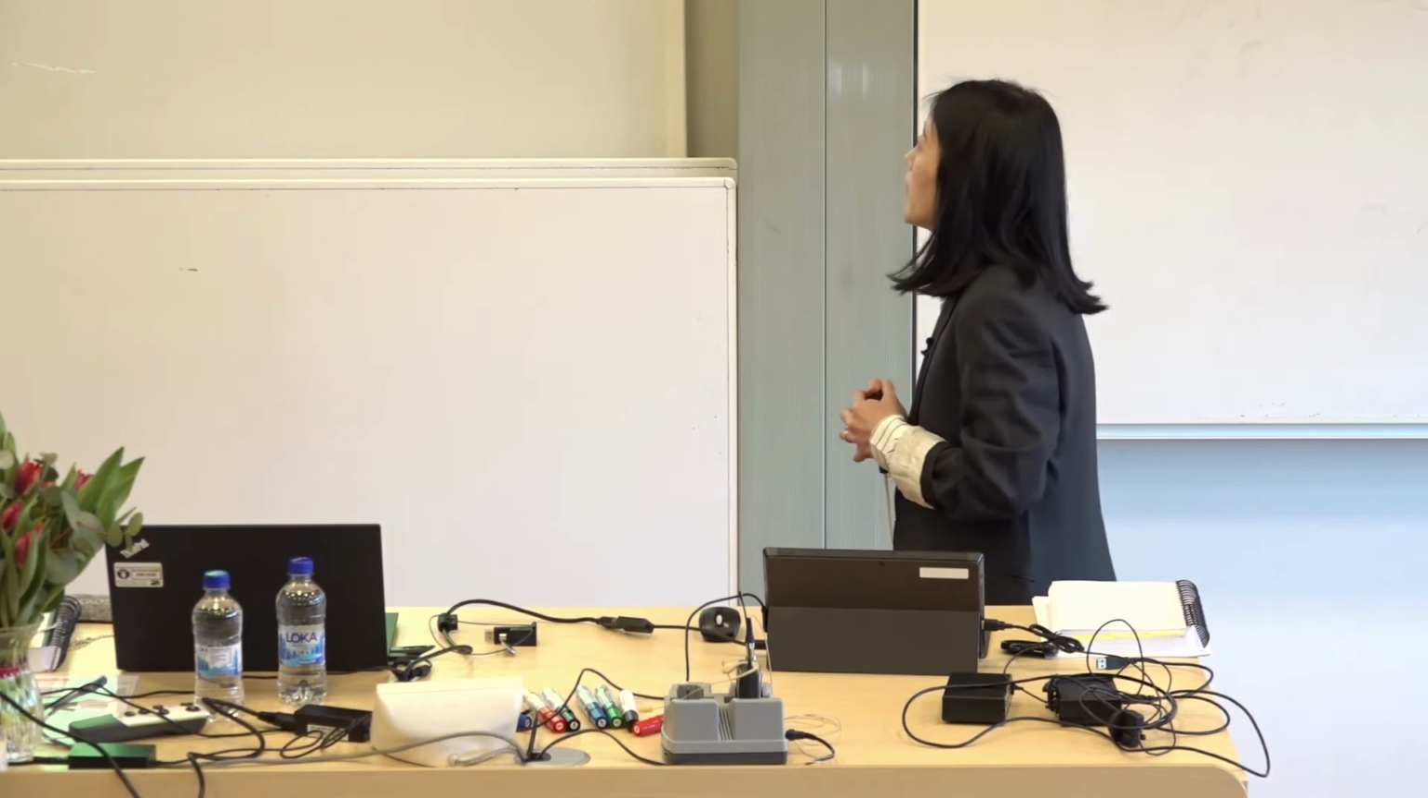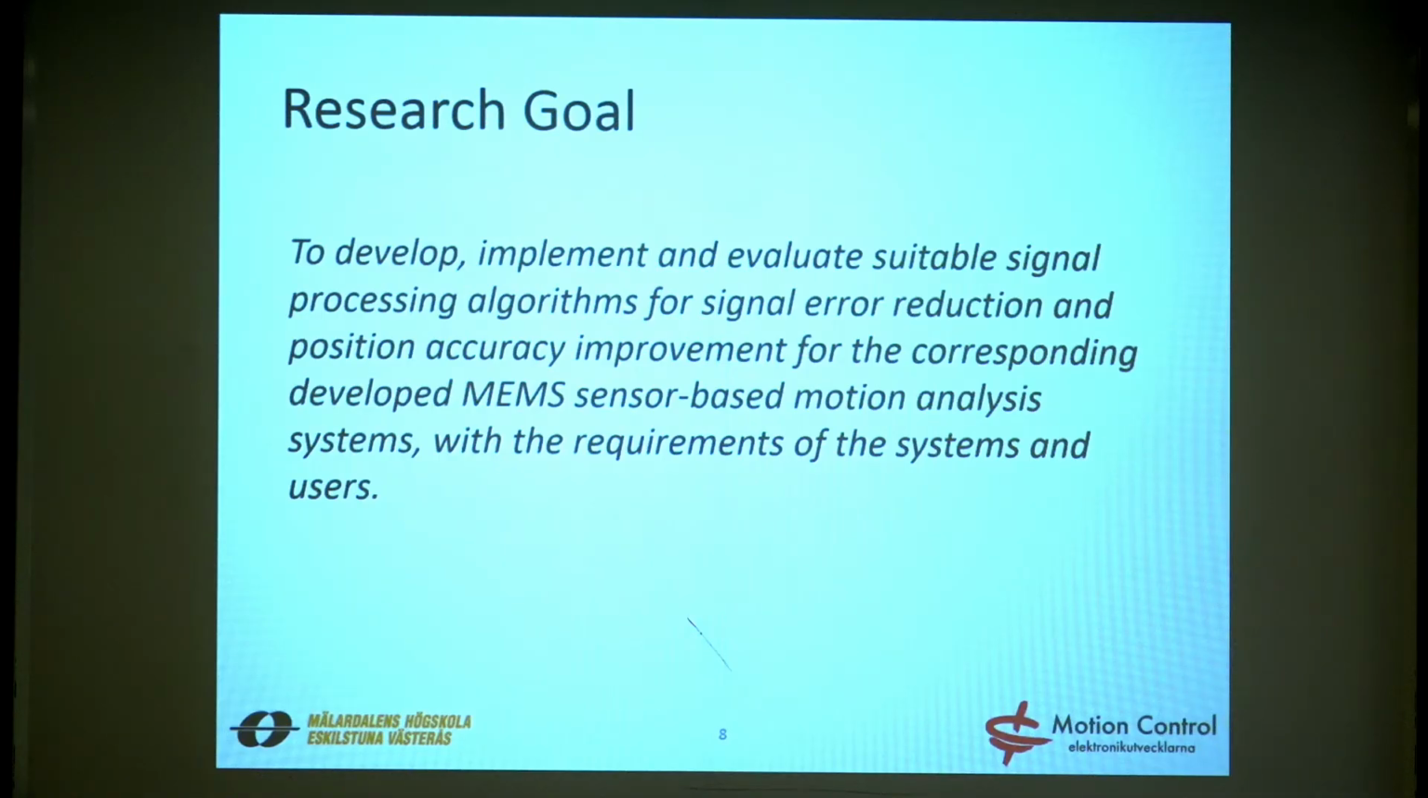So here is the research goal: to develop, implement, and evaluate suitable signal processing algorithms for signal error reduction and position accuracy improvement for the corresponding developed MEMS sensor-based motion analysis systems, with the requirements of the systems and users. Three research questions were formulated.